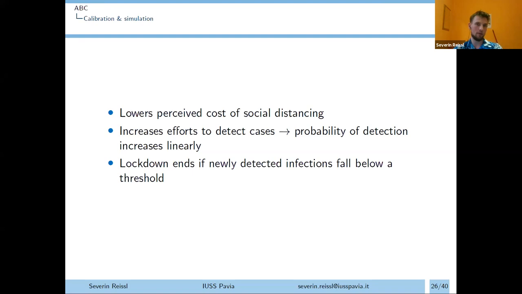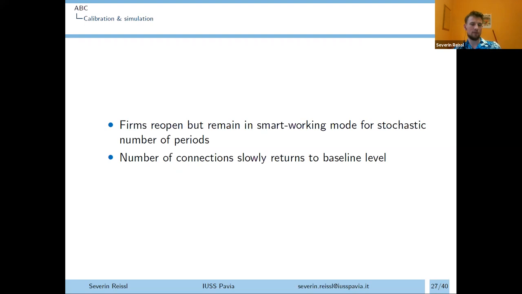And it also is associated with an increased effort to detect cases, meaning that from the beginning of the lockdown onwards, the probability of detection increases linearly. And the lockdown ends if newly detected infections per period fall below a certain threshold at some point. If this is the case, once the lockdown has ended, all the firms that were previously closed are allowed to reopen, but they will remain in smart working mode for a stochastic number of periods. And the number of connections between agents will slowly return back to its baseline level.